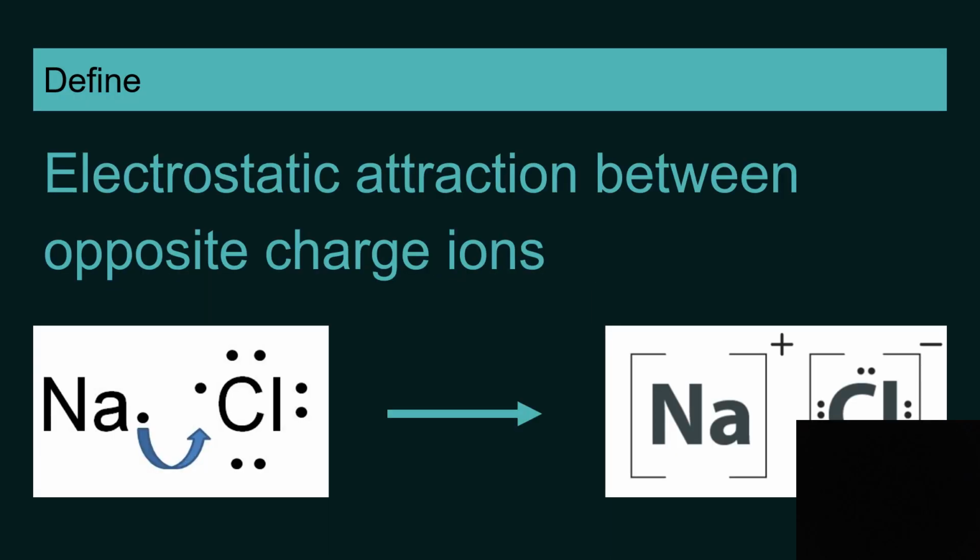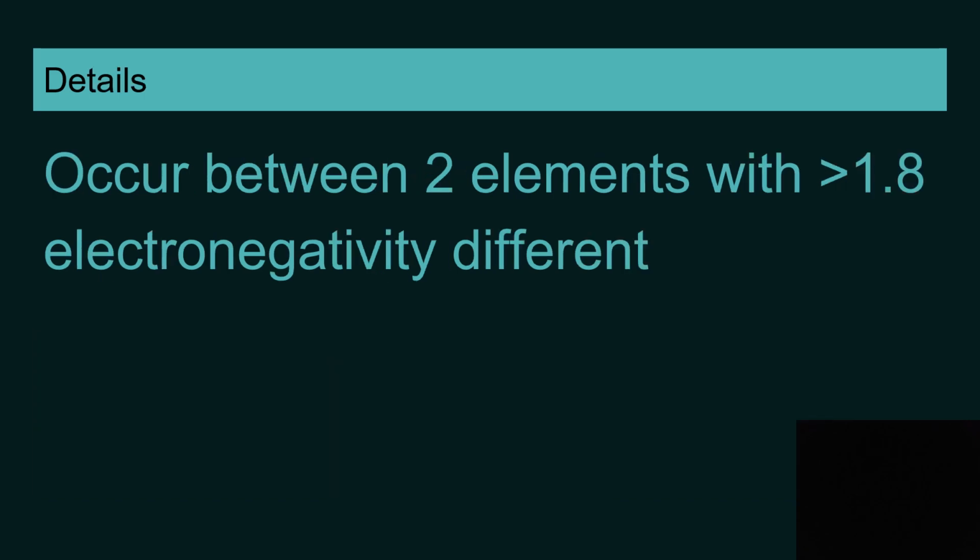Hi, today I'm going to talk about ionic bonding, one of the small topics of chapter 4 in IB chemistry. Ionic bonding is defined as an electrostatic attraction between oppositely charged ions. For example, here we have Na, which has a plus, and Cl, which has a minus, and together they make an ionic bond because we have opposite charged ions.